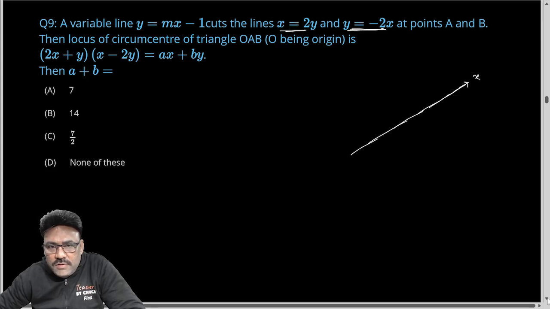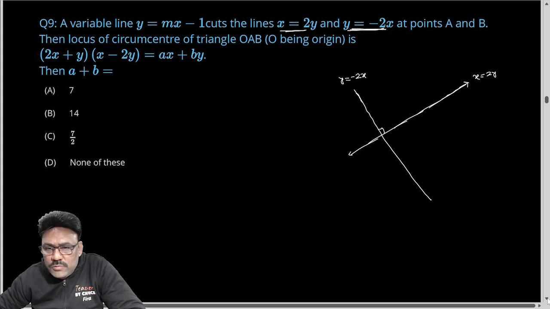This line is x is equal to 2y. Another line is y is equal to minus 2x, which is perpendicular to this. And a third line, y is equal to mx minus 1, cuts these two lines at the points A and B. And obviously these two lines, y is equal to minus 2x and x is equal to 2y, intersect at O.